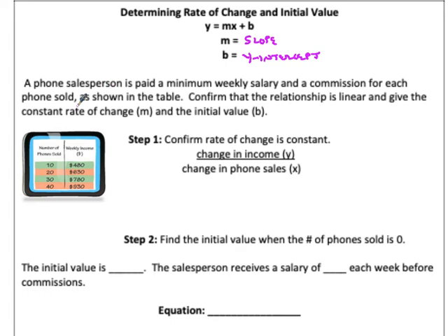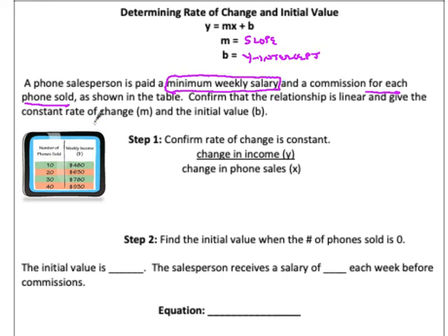So a phone salesperson is paid a minimum weekly salary and a commission for each phone sold. So that commission for each phone sold, that's going to be my slope, because that's the part that's going to be different each time. They might sell a different amount of phones each week, but this is their base salary. This is not going to change. This is always going to be the same.